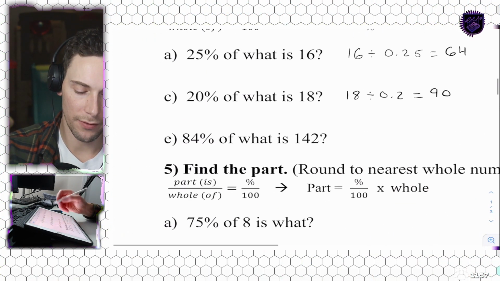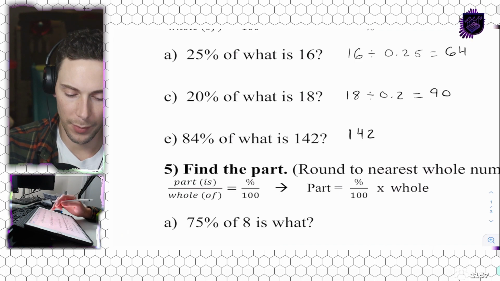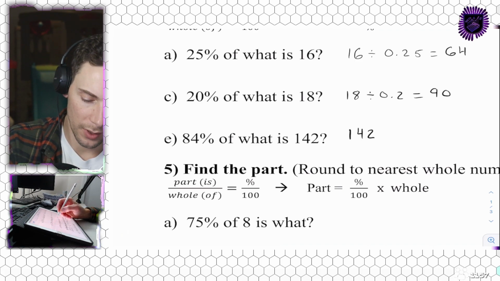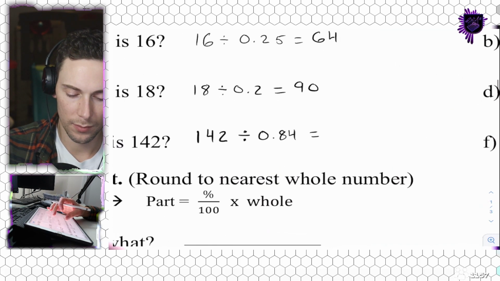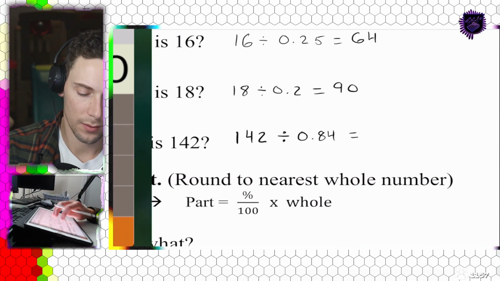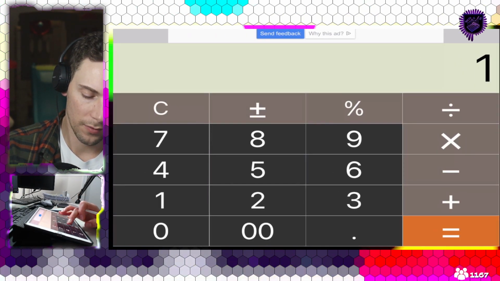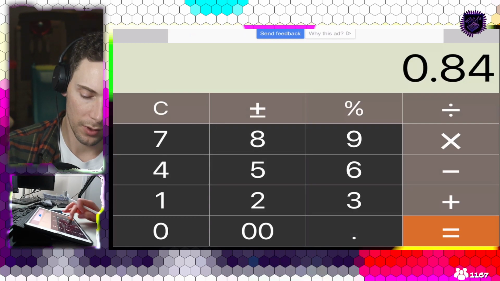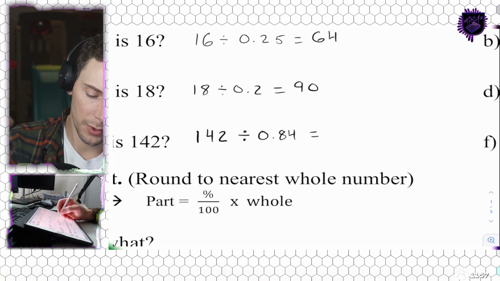Okay, 84%. So this is 142, right? That's the part. And we're going to divide that by 0.84. And that's going to be equal to what? What's the number? 142 divided by 0.84 equals 169, rounded to the nearest whole number. 169.